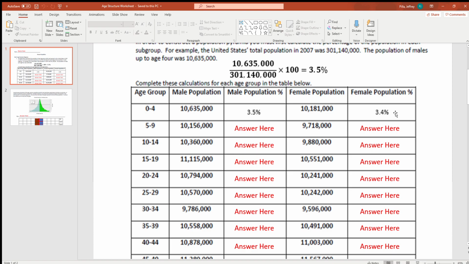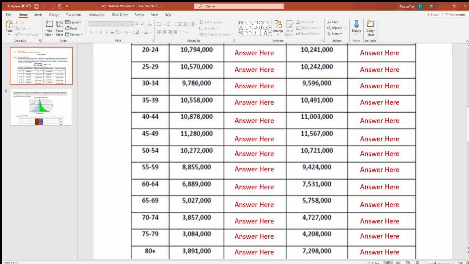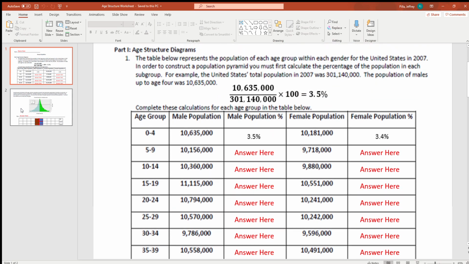Now, I also did this one for you, but I would still suggest you put this in the calculator to see if you get the same answer. You have to do 10,181,000 divided by 301,140,000 times 100, and you should get 3.4. Now, you probably are going to get like 3.3 something, something. I just rounded it to 3.4. So you are allowed to round to the nearest tenth. So that's how you're going to do the first page. You're essentially just filling in the percentages for all of these age groups. Once you're done with that, you're going to move on to the second page.